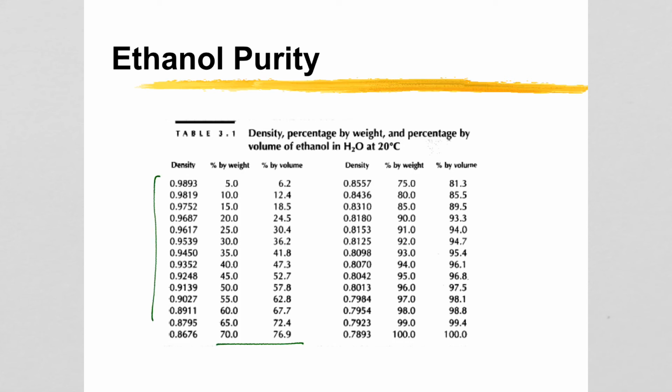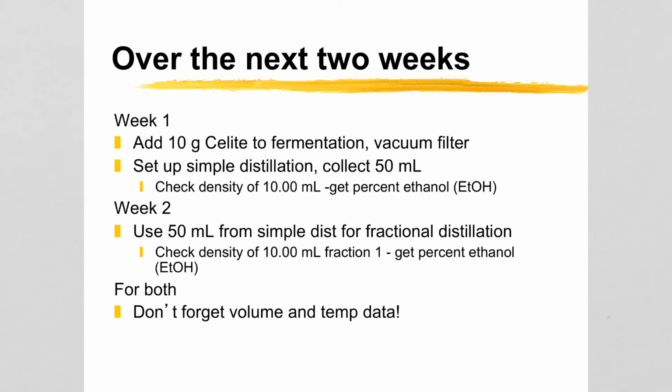And notice, if you have a number for your density that isn't exactly equal to the densities that are listed on the chart, you just go by whichever density your measured density is closest to. Then you're going to put that 10 milliliters of solution back together.